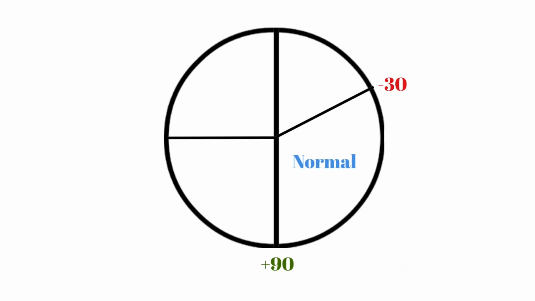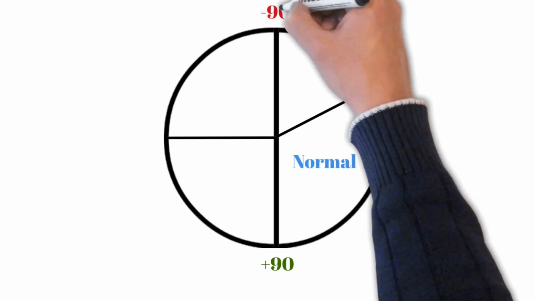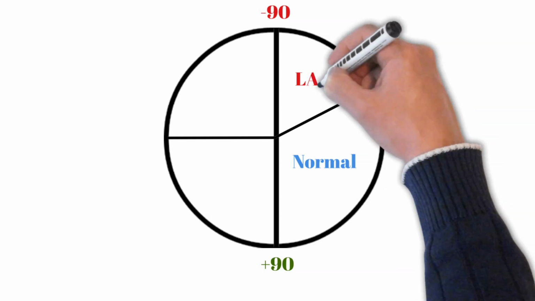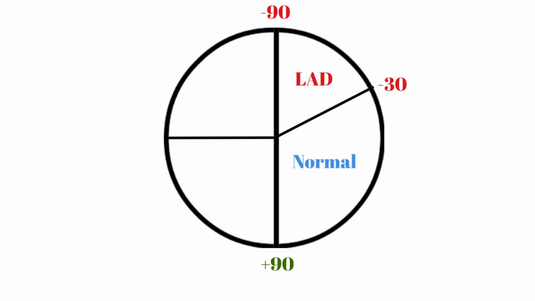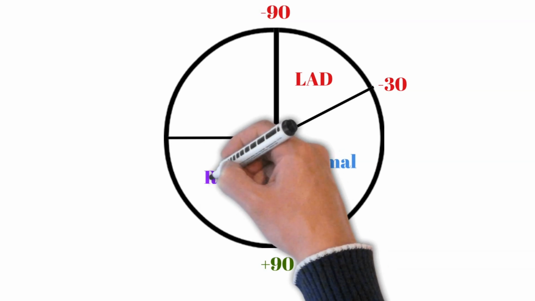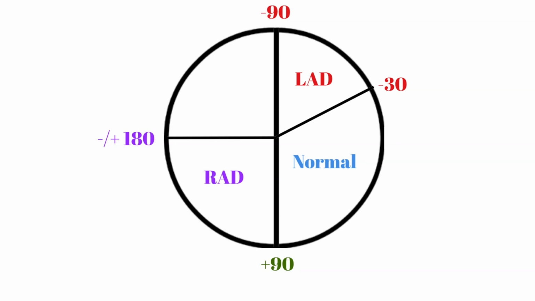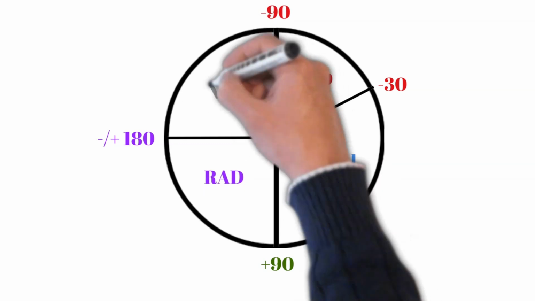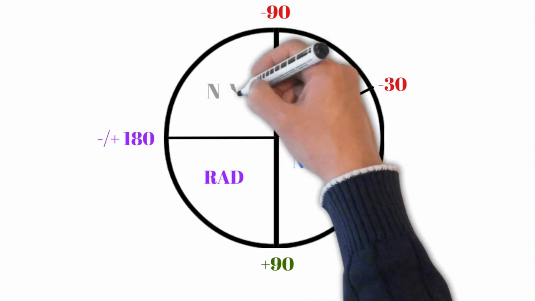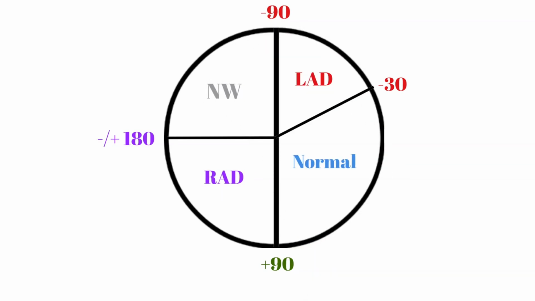Left axis deviation is defined as the major QRS vector falling between -30 and -90 degrees. Right axis deviation occurs with the QRS axis between +90 and +180 degrees. Indeterminate axis is between positive or negative 180 and -90 degrees.